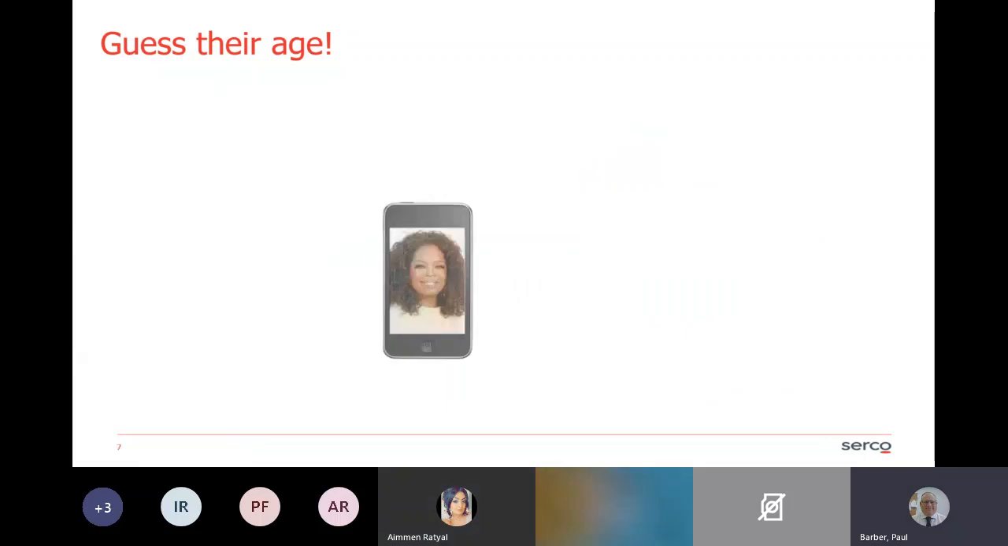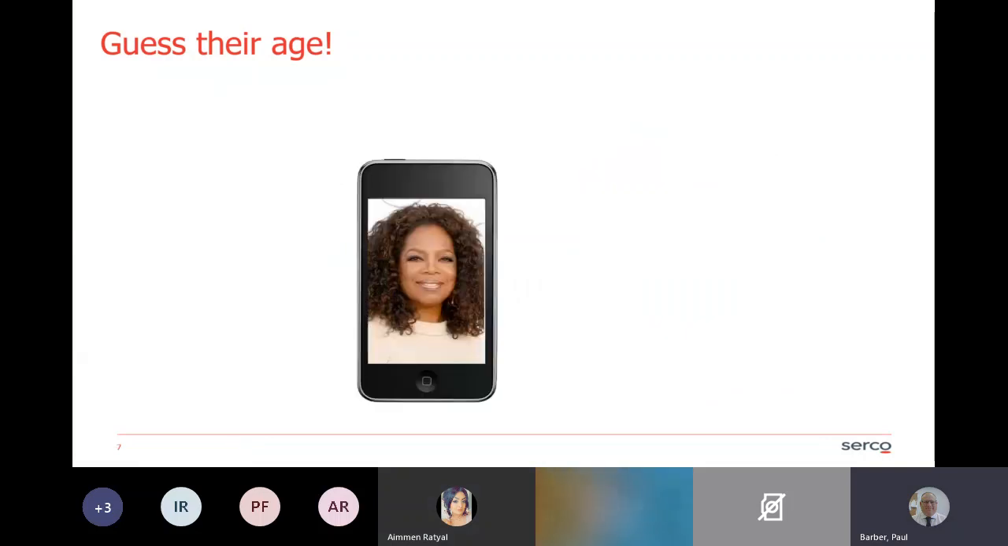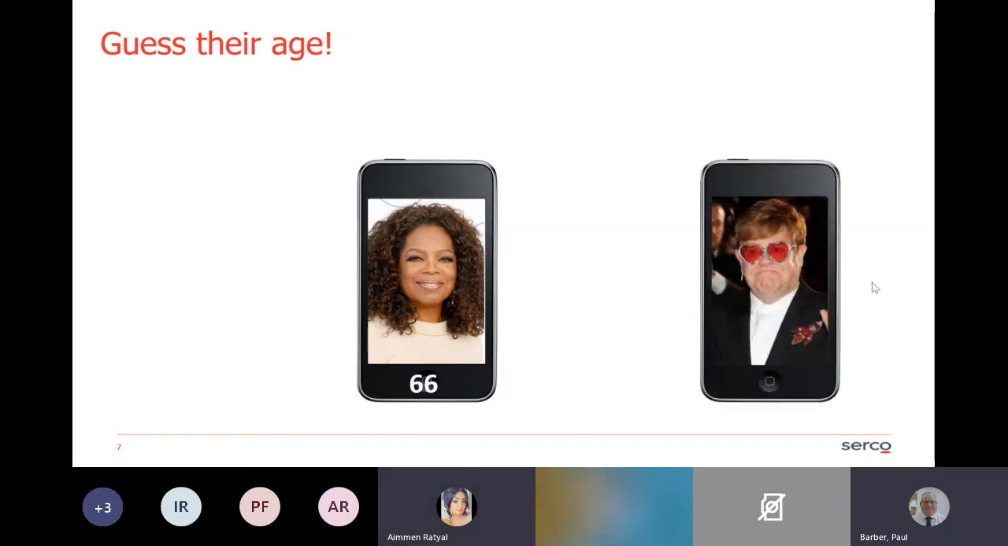On the next screen, we've got some more ages. We've got Oprah Winfrey. Anybody like to guess how old Oprah Winfrey is? 56, 65, 67. Some good guesses there. She's actually 66. Probably the best picture of the lot, I think, is Elton John, who's 73, same as Alan Sugar. You can decide who you think looks best.